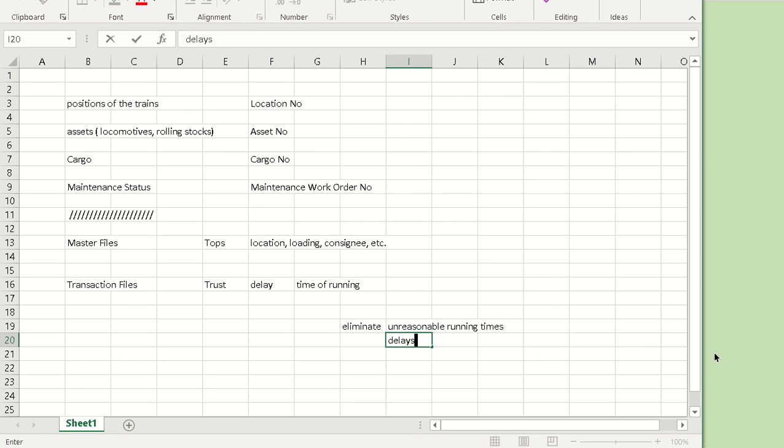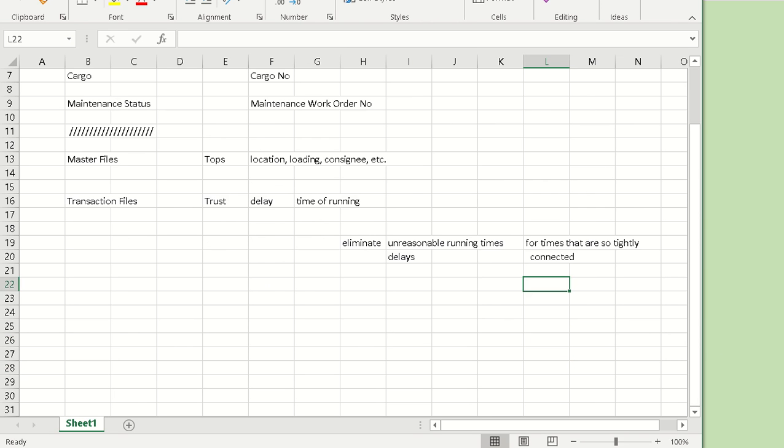You know, these unreasonable running times are schedules that are so tightly connected, for example, times that are so tightly connected that you almost cannot move. There's no chance for you to breathe from one run to another. Okay, so let's continue.